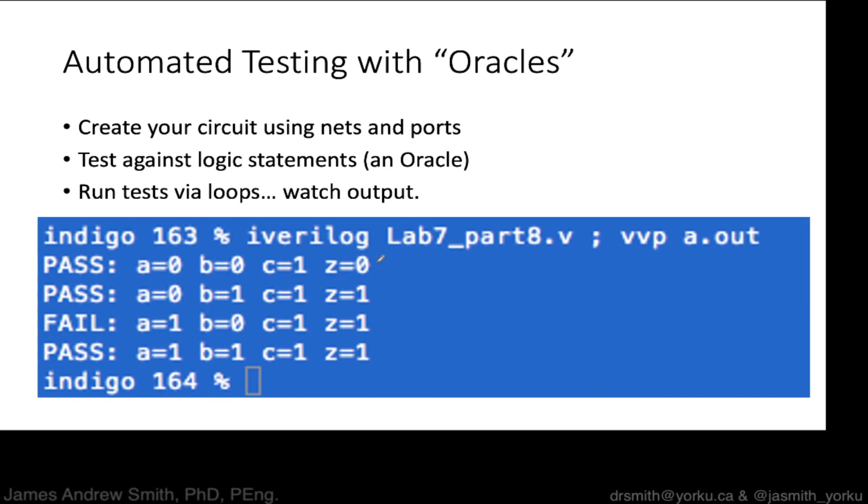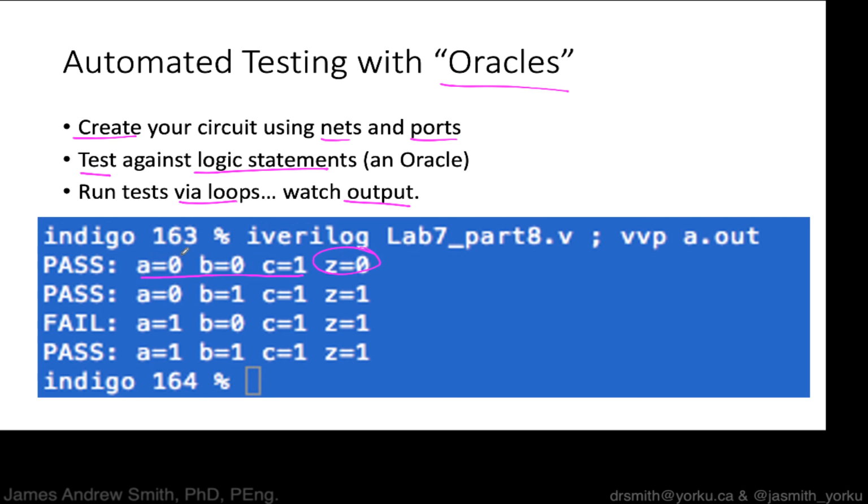Okay. In our approach to testing or creating models, we set up tests. And in the lab documentation, these are referred to as oracles. They allow you to create your circuit, basically using nets and ports. Then you test them against basically gold standard logic statements. Then you run your test using loops, and then the idea is to watch the output. Basically what you're looking at is the combination of inputs and to see what happens on the output.